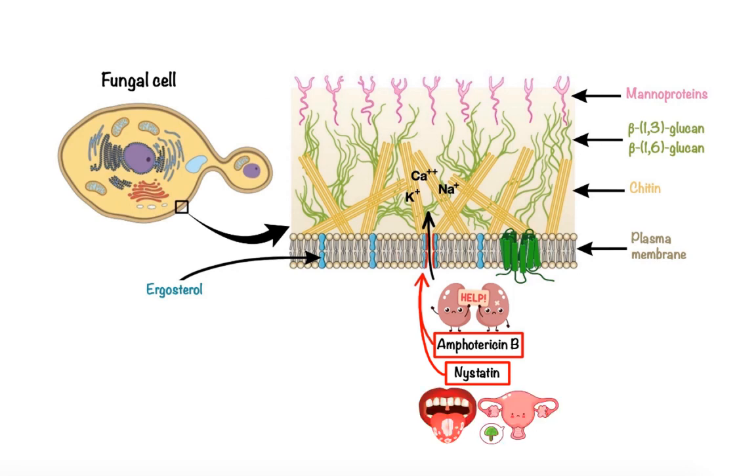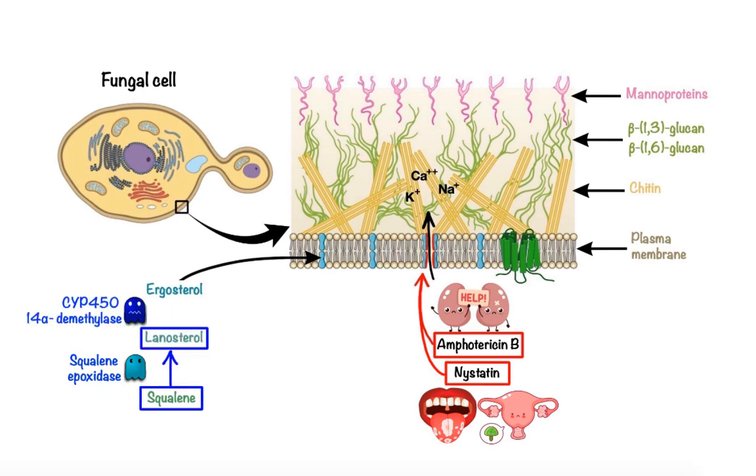Alright, so besides targeting ergosterol itself, many other antifungal drugs have been designed to target enzymes involved in ergosterol biosynthesis. Now, the ergosterol biosynthesis in fungi utilizes a compound called squalene as a starting material. In the presence of an enzyme called squalene epoxidase, squalene is transformed into lanosterol, which in the presence of a cytochrome P450 enzyme called 14-alpha demethylase is subsequently converted to ergosterol.